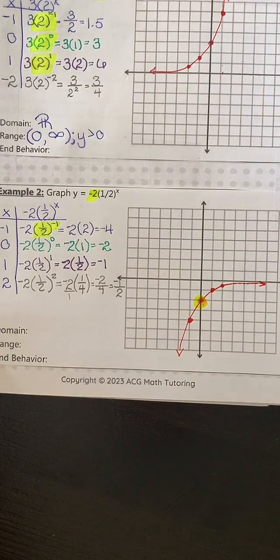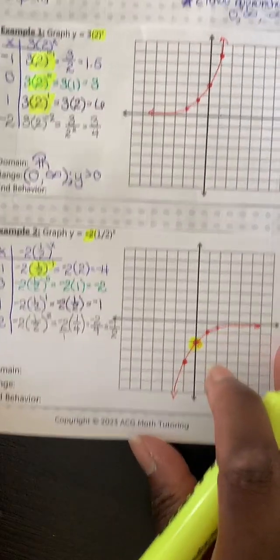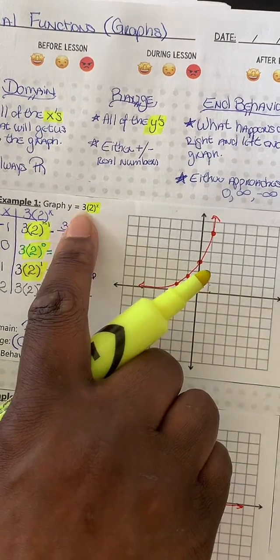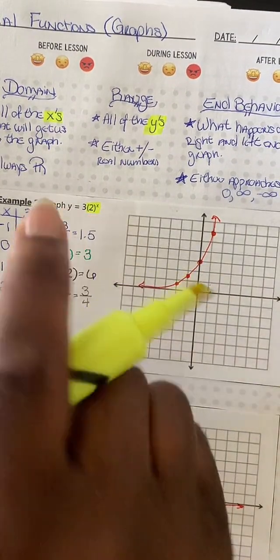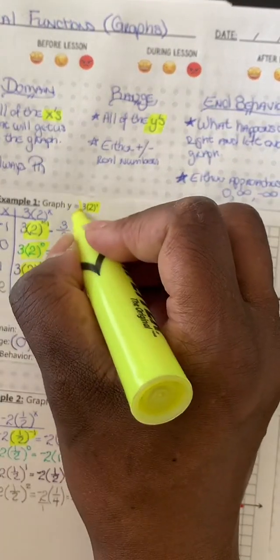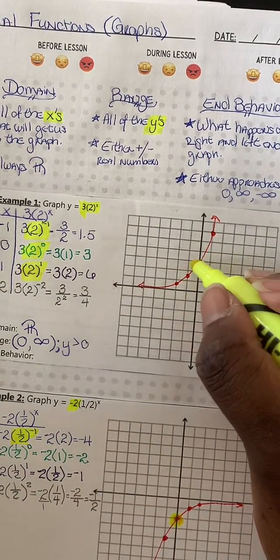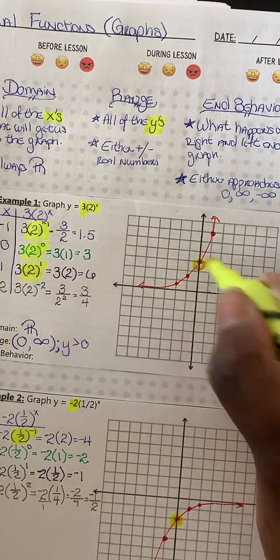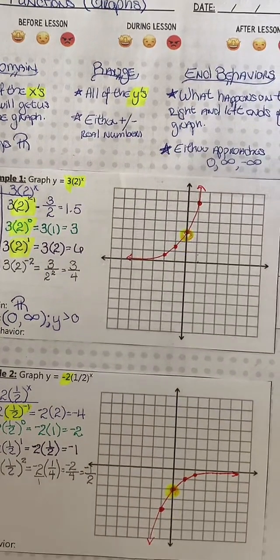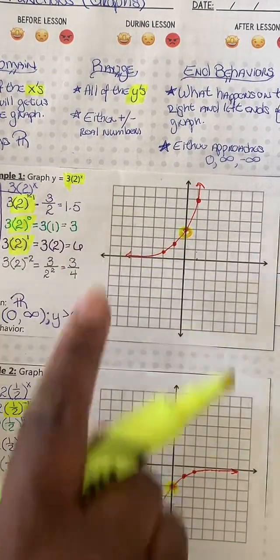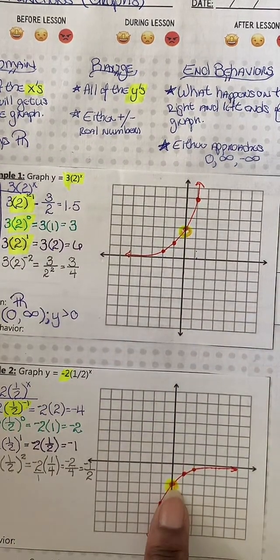It was at -2. The previous one, same thing. So we have 3 times 2 raised to the x. 3 was supposed to be my y-intercept. There's your 3. There's your y-intercept. So your A is always going to be your starting point.